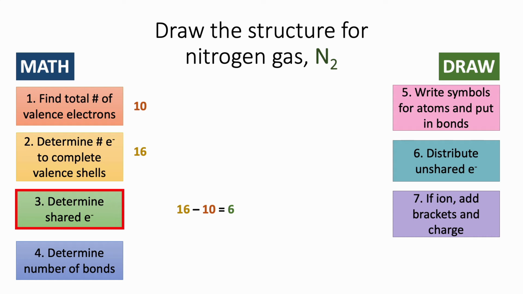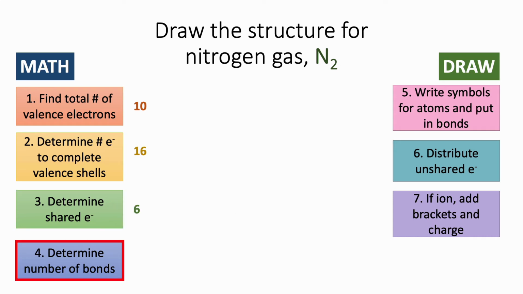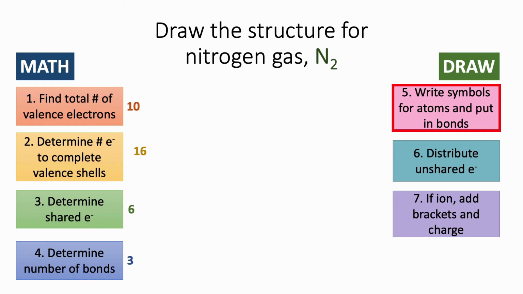And now we're going to determine the number of bonds. And that's just going to be 6 divided by 2. We always divide by 2, and that gives us 3 bonds. So now we've finished the math stage, and we can actually move on to drawing a structure for nitrogen gas. So we're going to write symbols for atoms and put in the bonds. So let's start by putting our nitrogens in, and then we're going to put in our bonds.